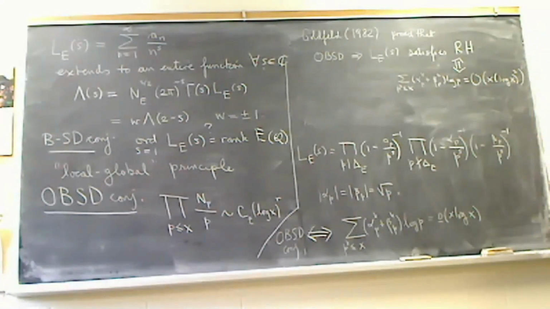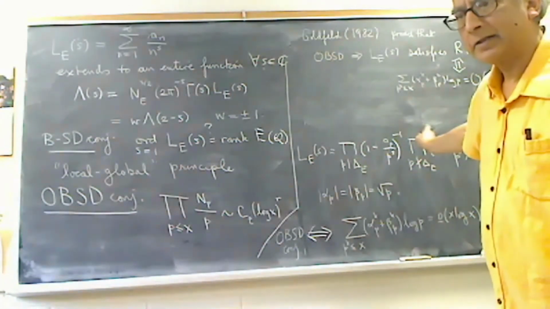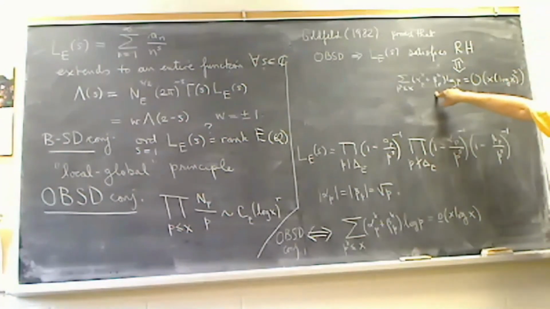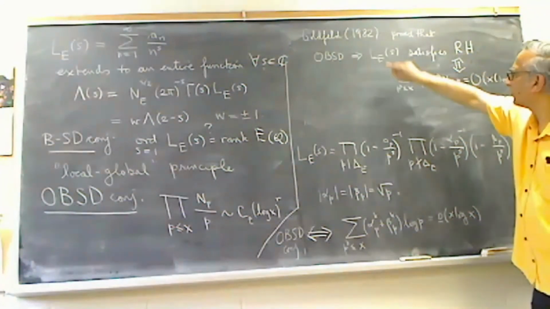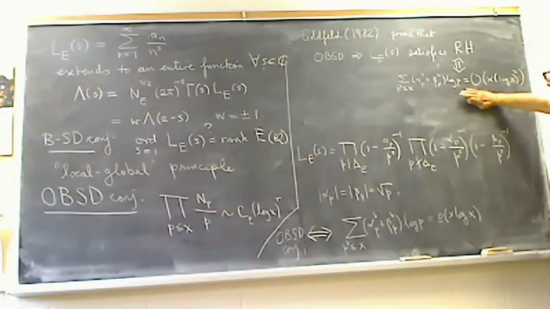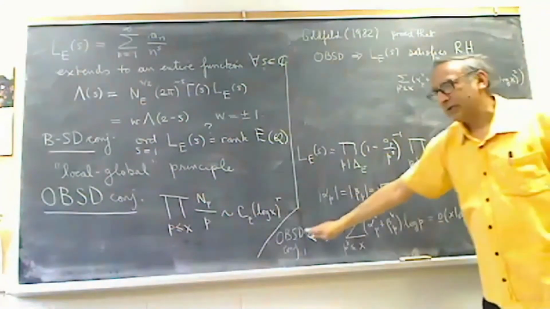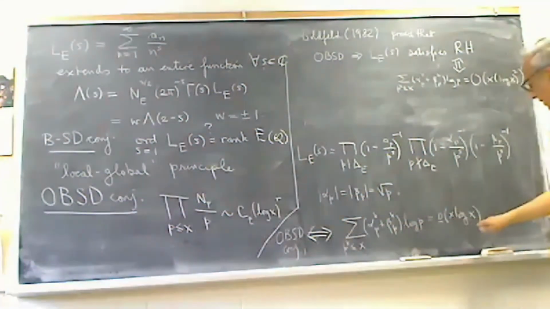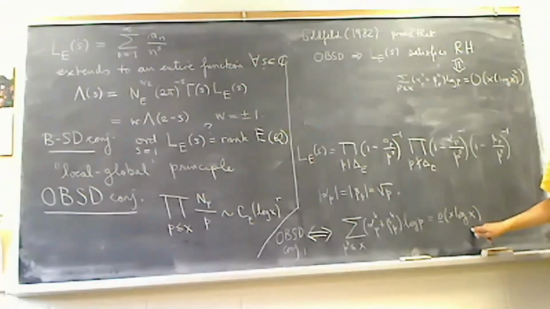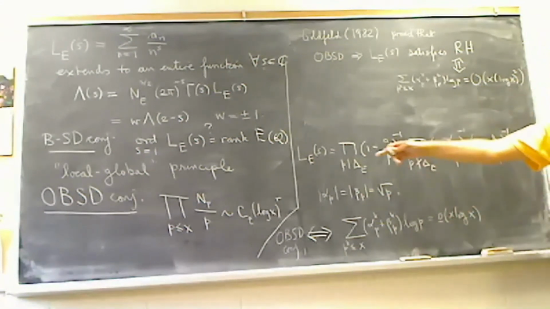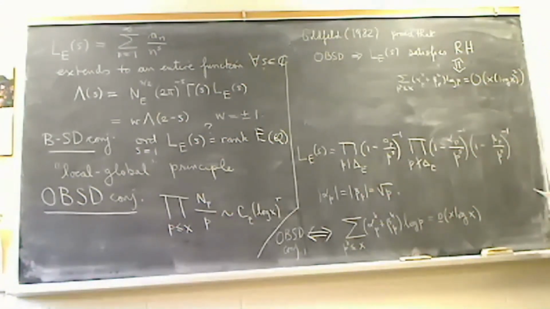So I hope, if I'm writing too small, let me know, okay? Just tell me. But I hope this is visible. So here we have the classical statement: the Riemann hypothesis for the L function of the elliptic curve is equivalent to the statement that this sum is O of X log X squared. But the original Birch and Swinnerton-Dyer conjecture is equivalent to the statement that it's little O of X log X. So you can see a substantial strengthening is being predicted by this local global principle.